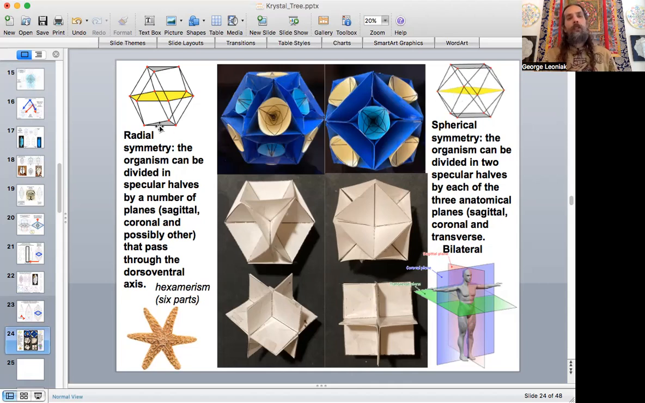Now, radial symmetrical organisms can be divided into specular halves by a number of planes, sagittal, coronal, possibly others, that pass through the dorsal ventral axis. So these are all going to be flattened critters. They're going to be starfish, basically. And this is a hexamerism, 6-parted. And I think it became apparent to me as I was studying these 2 forms that I built years ago. I'm glad I had them because I didn't have to build them again, but here they are.